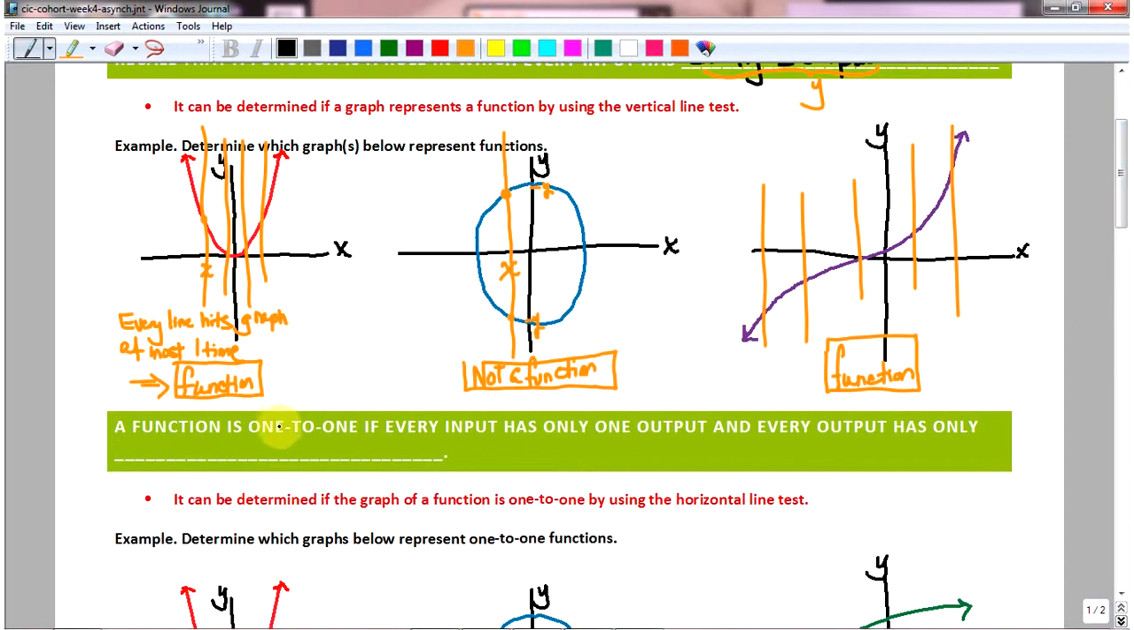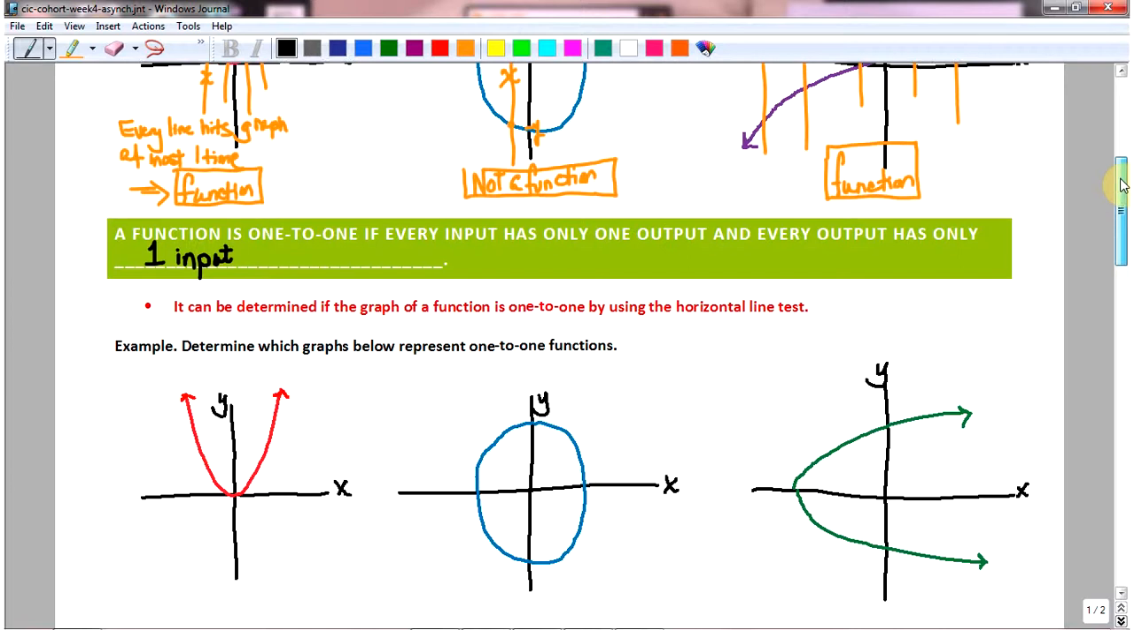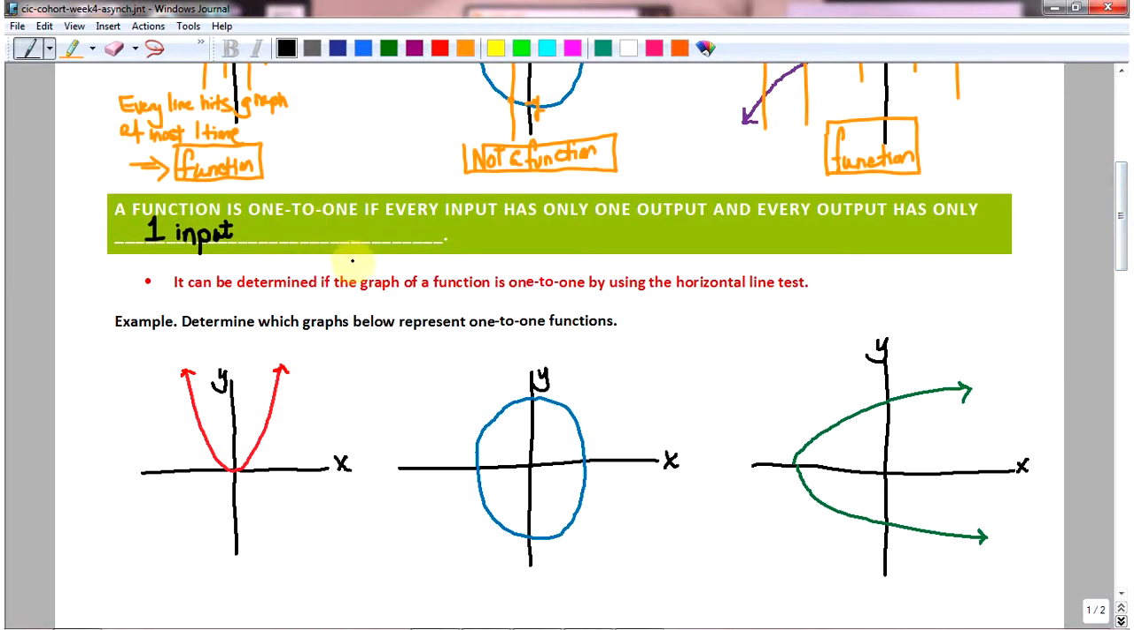A function is said to be one-to-one if every input has only one output, because we know that's the definition of function, and every output has only one input. That's what will make the function one-to-one. So every y goes with only one x value. To determine if the graph is a function, we know that we'll be using the vertical line test.